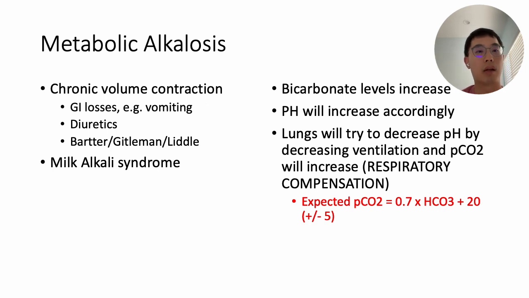Now let's talk about metabolic alkalosis. This usually happens in the setting of chronic volume contraction, such as with GI losses, but it can also happen with diuretics and genetic conditions such as Bartter, Gitelman, or Liddle syndrome that make the kidney look like it's under the influence of a diuretic. There's also a rare condition called milk-alkali syndrome, where metabolic alkalosis can occur through high ingestion of alkali as well as milk products. In metabolic alkalosis, our primary disturbance is that the bicarbonate level will start to increase.